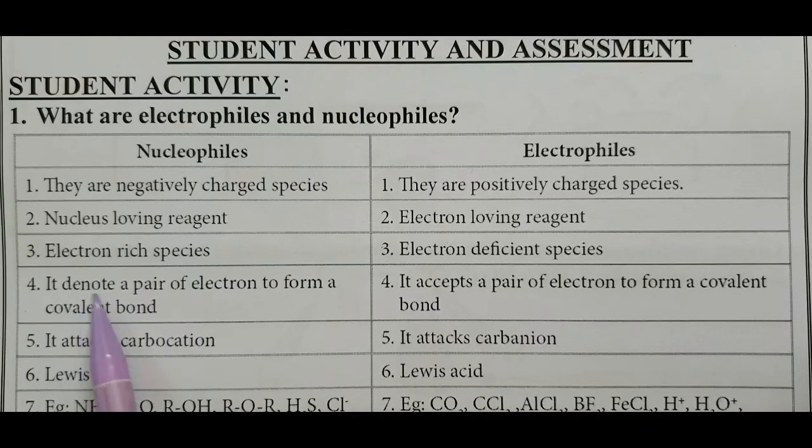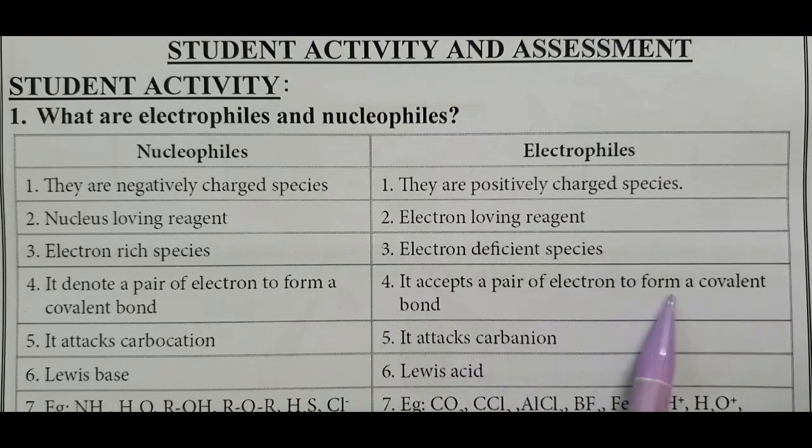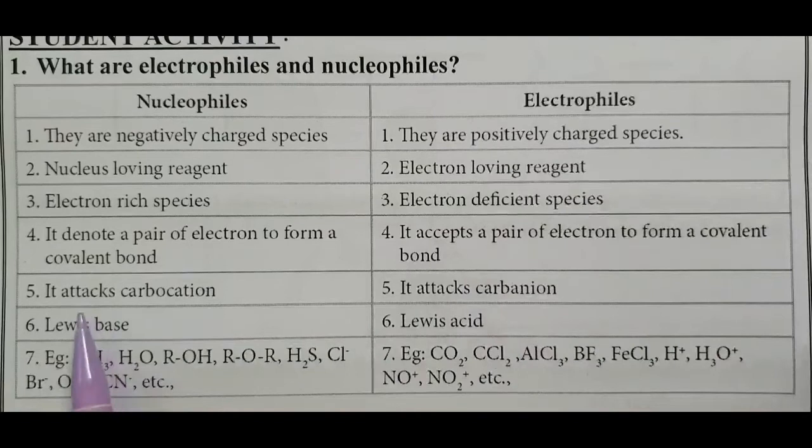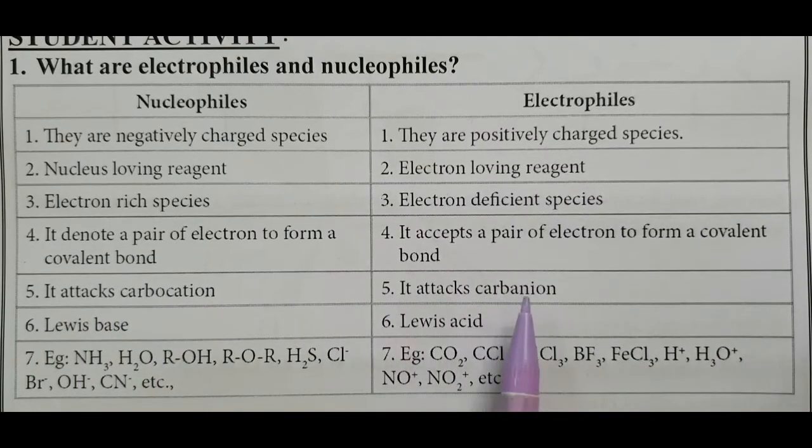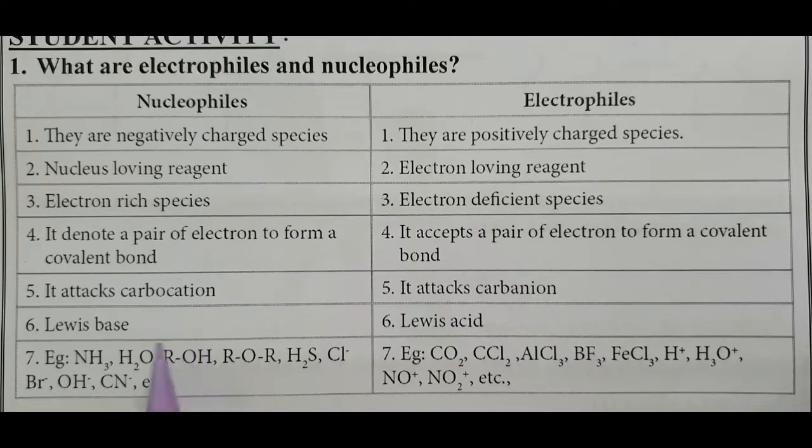Nucleophiles donate a pair of electrons to form a covalent bond. Electrophiles accept a pair of electrons to form a covalent bond. A nucleophile attacks the carbocation, and an electrophile attacks the carbanion. A nucleophile is a Lewis base and an electrophile is a Lewis acid.